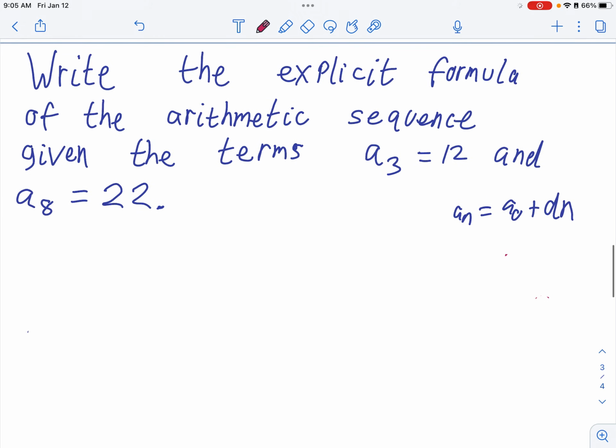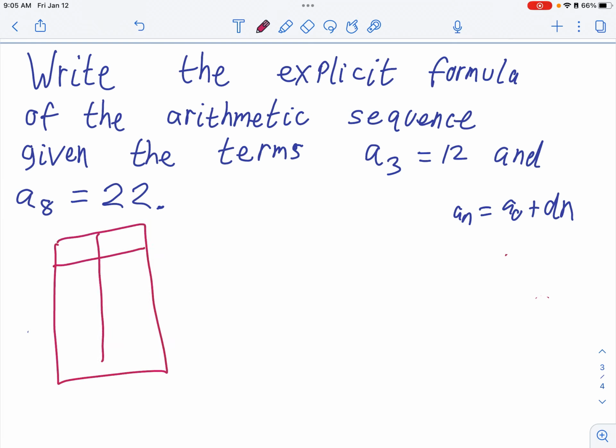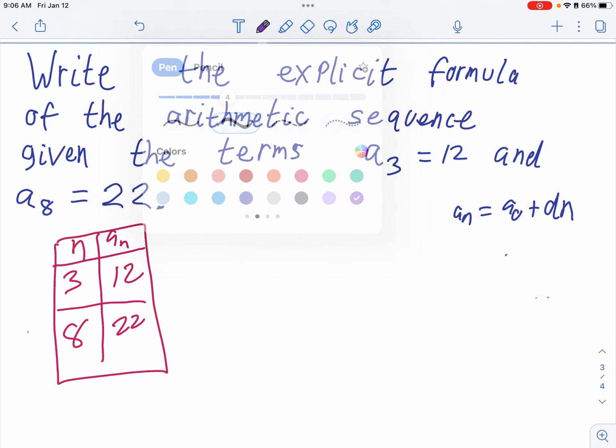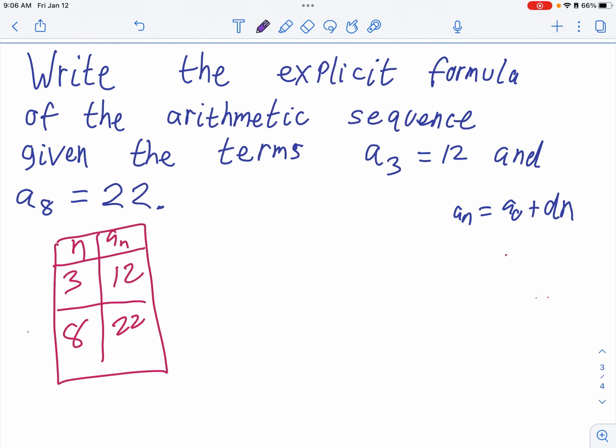Okay, at this time, what I would like for you to do is to try a few things on your own in steps. I want you to try to find the common difference first. So you're going to set up your table and try to find the common difference. So right now, I want you to pause, and I would like for you to try to find the common difference on your own.